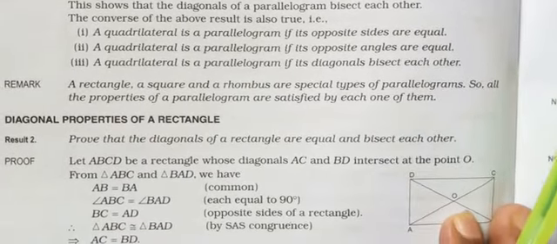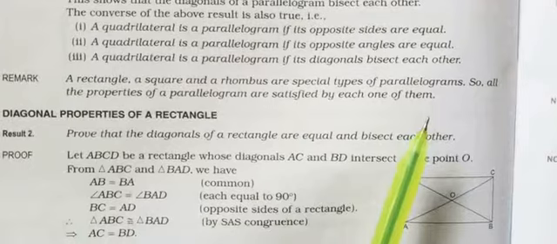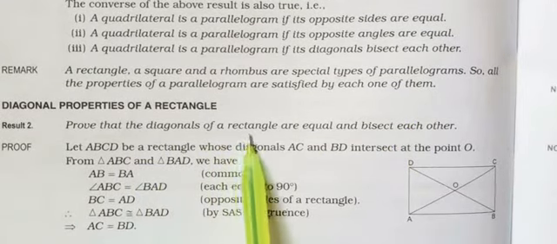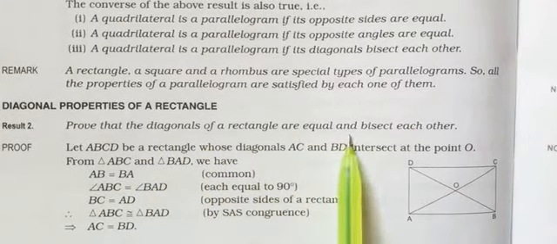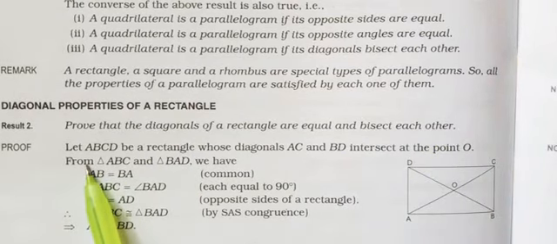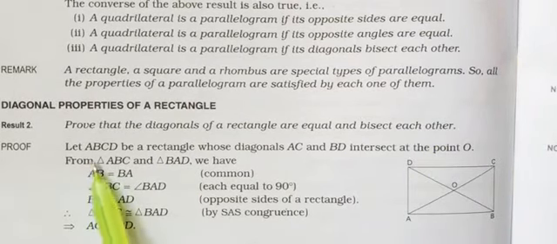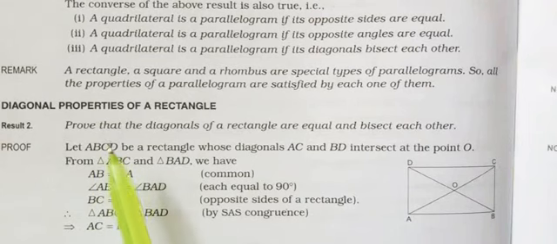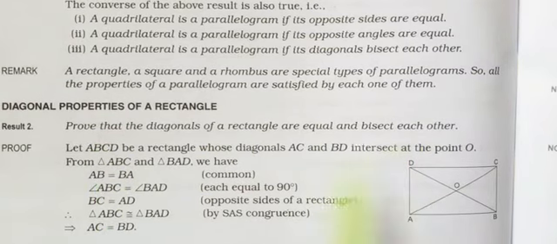Next, the diagonal property of a rectangle. This is a diagonal property. The diagonals of a rectangle are equal and bisect each other. You have to remember that. Here the proof is given. The proof is not needed right now, but you have to remember the result. This line you have to remember carefully.